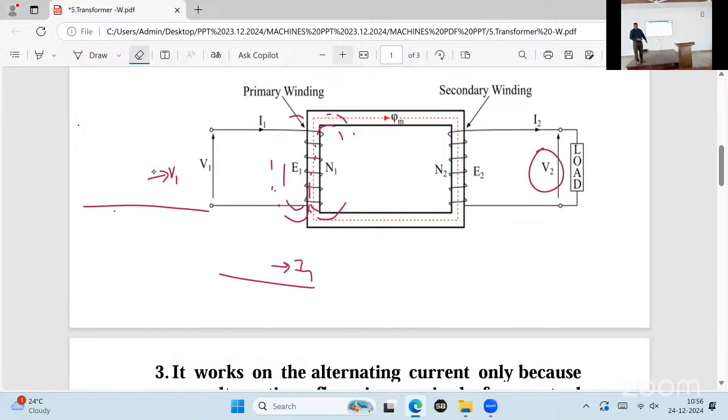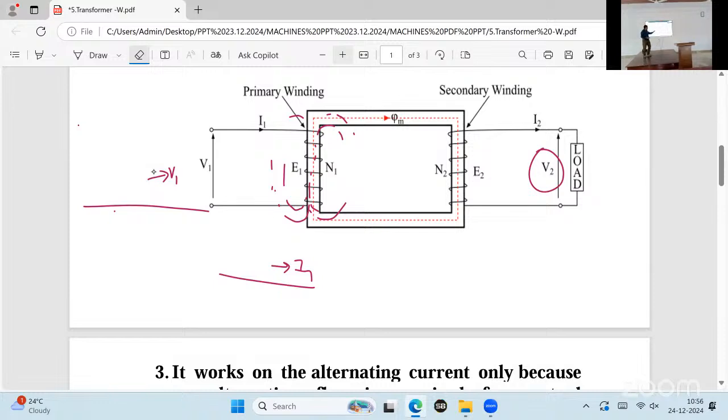Single line diagram. Flux phi m. Right. Because of V1, what will flow? I1. I1 will enter into the winding, the primary winding. After entering into the primary winding, what did we get? Flux around the coil.